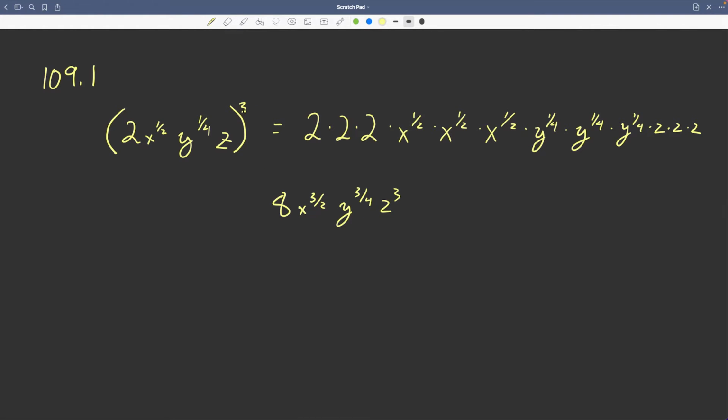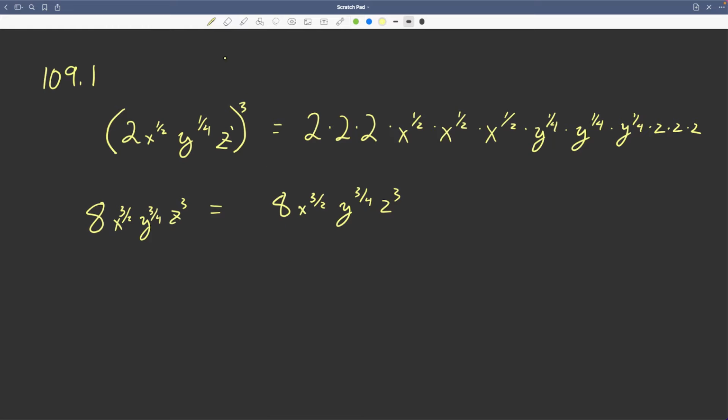Well, if we just multiply the exponent times these, so that'd be 2 to the 3rd, which would be 8. And then we have 3 times the 1/2, that'd be x to the 3/2. 3 times the 1/4, that'd be y to the 3/4. And then there's a little 1 right here. 3 times that 1 would be z to the 3. So you get the same answer. So therefore, that is the way you do it when everything is a product.